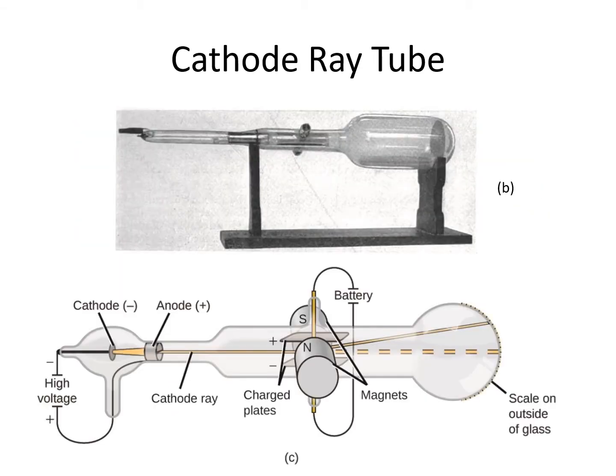Here's a cathode ray tube like the one J.J. Thomson used to discover the electron. It is made of glass and has a cathode hooked up to a high voltage source. Nowadays, we would plug it into a wall socket. A beam shoots out of the cathode and is focused through an anode.